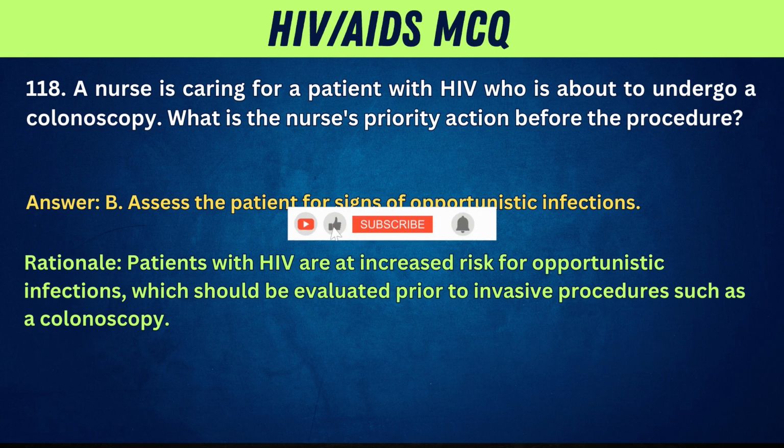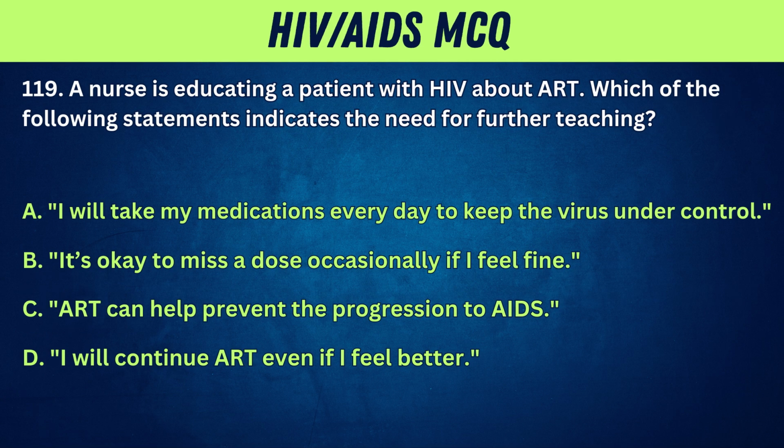Answer. B. Assess the patient for signs of opportunistic infections. Rationale. Patients with HIV are at increased risk for opportunistic infections, which should be evaluated prior to invasive procedures, such as a colonoscopy.